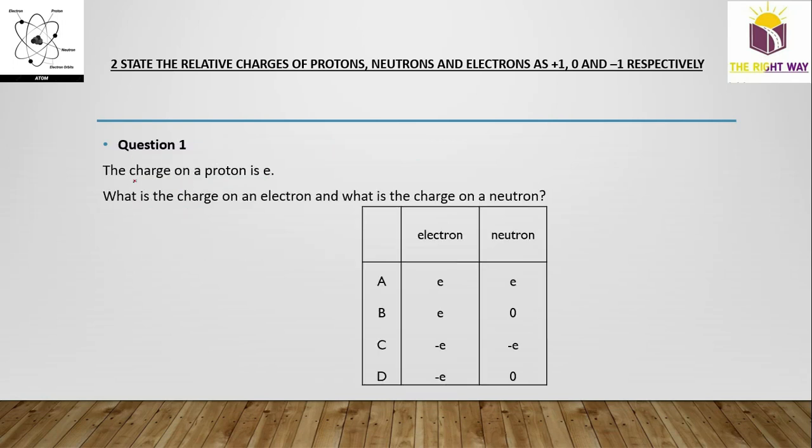Okay, question. How may a question be asked? The charge on a proton is e. What is the charge on an electron, and what is the charge on a neutron? We know that the charge of a neutron is zero, so this statement could be true, because the neutron has zero charge. But what we need to determine is the charge of an electron. Electron is minus e. So option D is the right option, in which the electron is minus e and the neutron is zero.